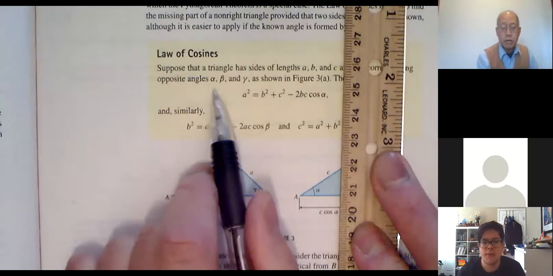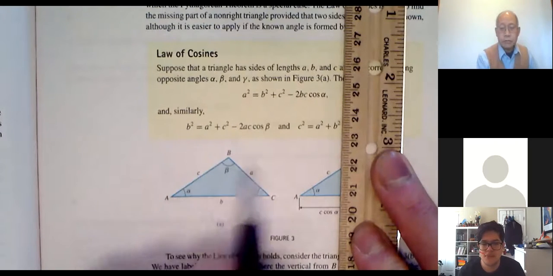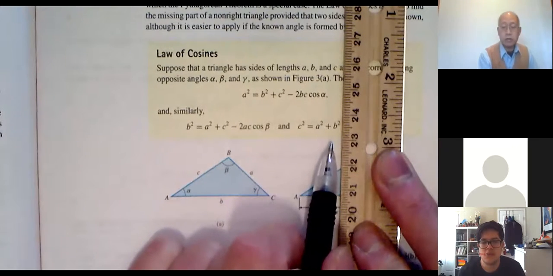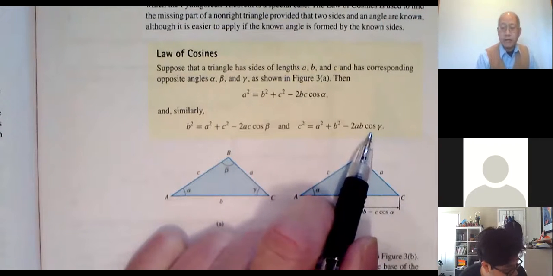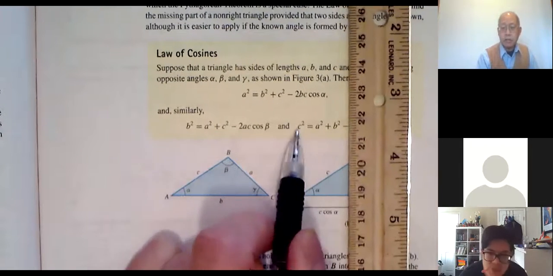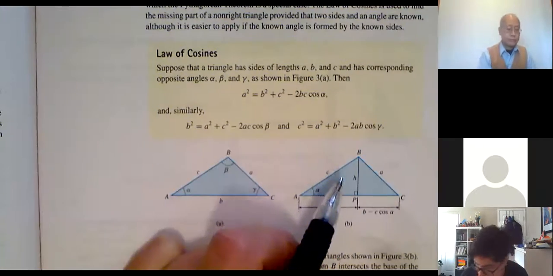So the law of cosines works for any triangle, which means if it works for any triangle, it also works for a right triangle, in which case gamma is 90 degrees. Cosine of 90 degrees is 0. So C squared equals A squared plus B squared.